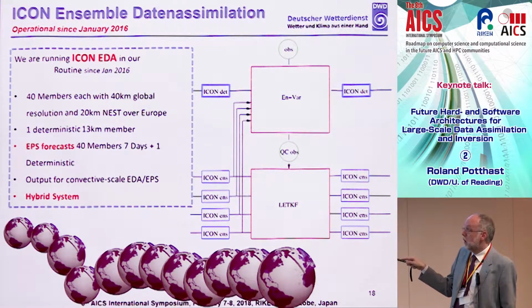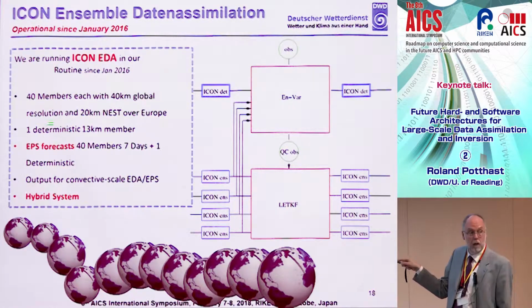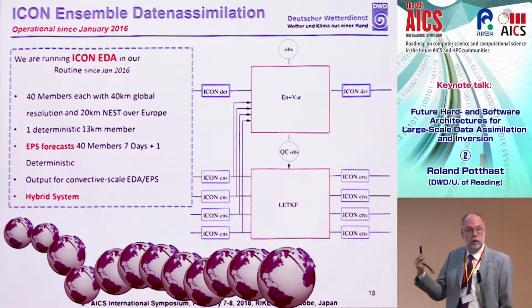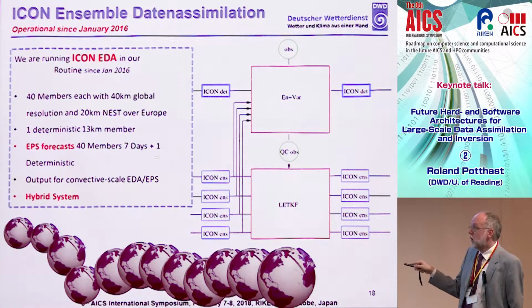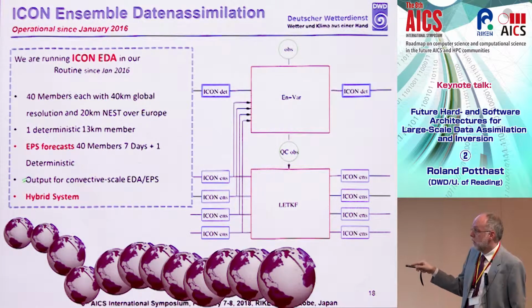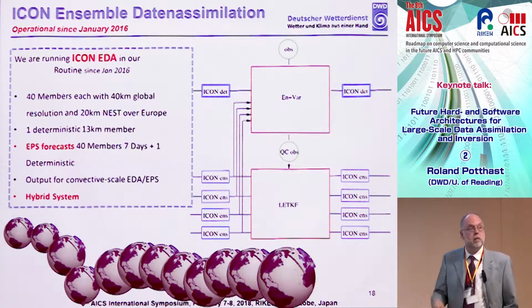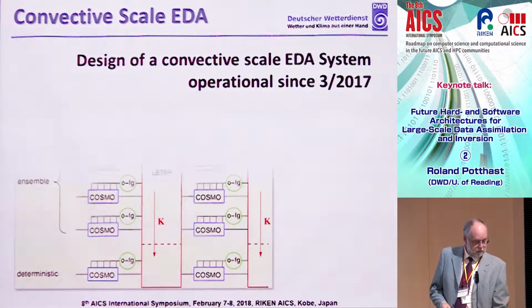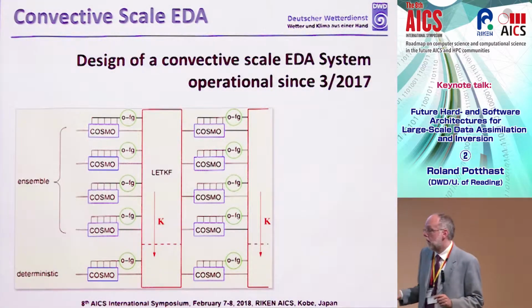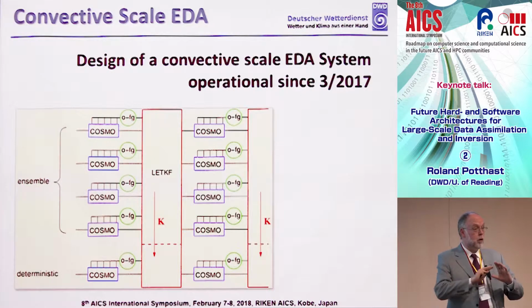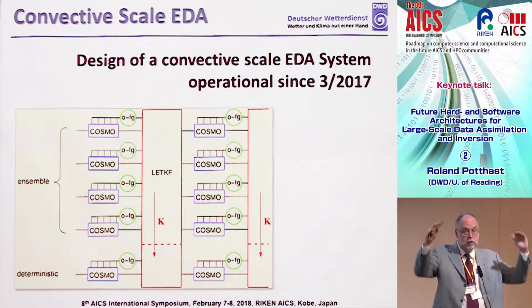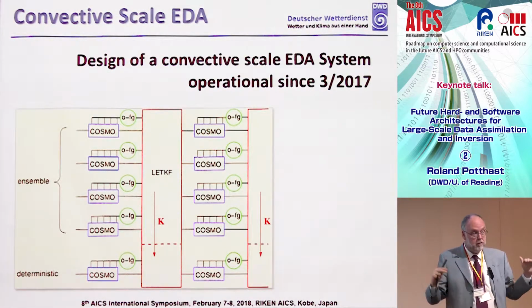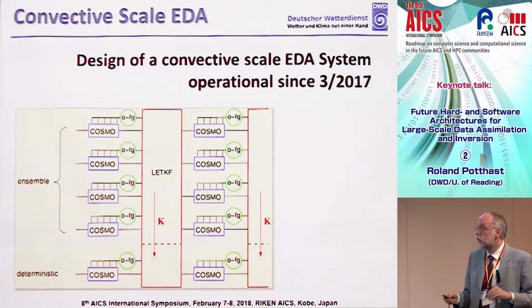operationally. And 20-kilometer nest, all of them have a 20-kilometer nest. We have one deterministic high-resolution member of 13 kilometers with a 6.5-kilometer nest, 7 days forecast, or 180 hours. And then we have output for the convective scale, EPS, where we do a similar thing. I'll show you on the next slide. So the EPS system runs the LETKF as well. So we have ensemble data assimilation on all scales, and we try to do it in a very homogeneous way, down all the scales. It's important from my point of view.